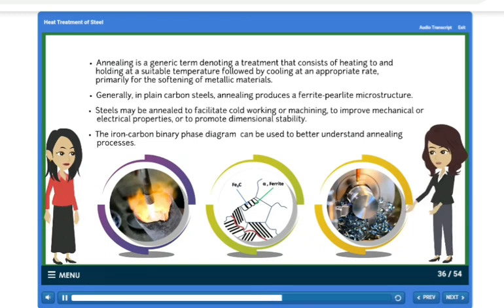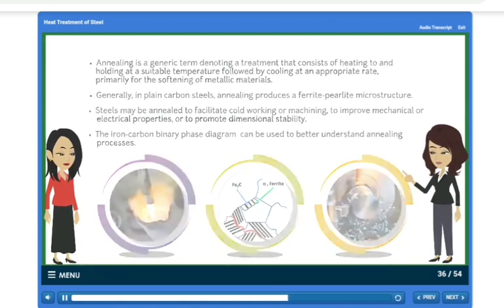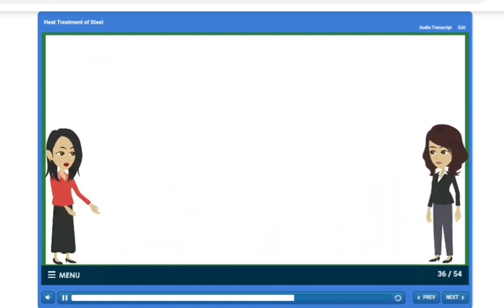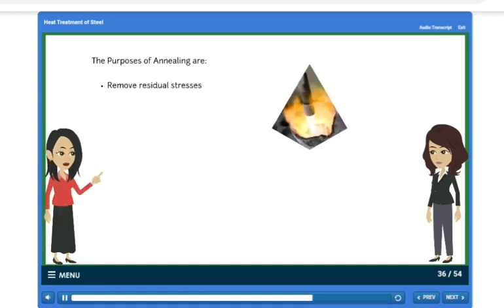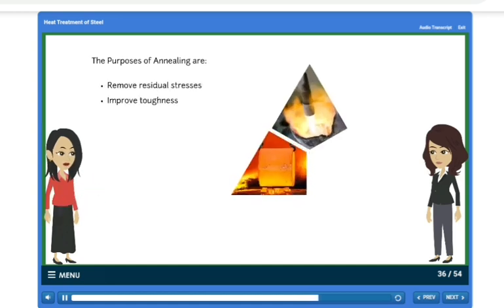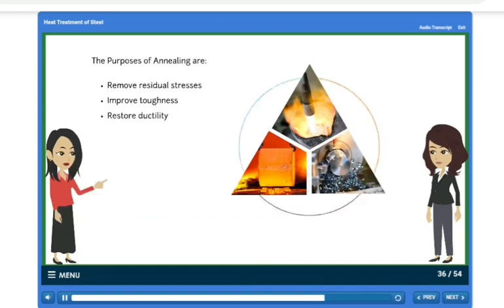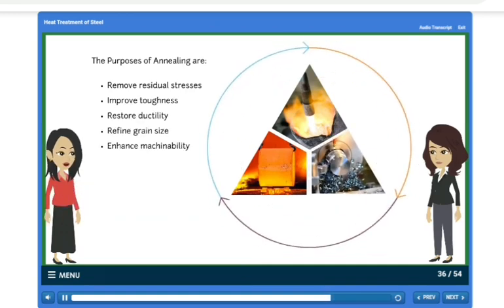Okay, so why is the process of annealing required? That is a good question. Talking about annealing, we also need to understand the purposes of annealing. The annealing process is used to remove residual stresses, improve toughness, restore ductility, refine grain size, enhance machinability, and eliminate chemical non-uniformity. Interesting. Annealing has a lot of uses attached to it. Thanks for the input, Smitha. They were indeed insightful. My pleasure, Reena. Click next to proceed to the next screen.